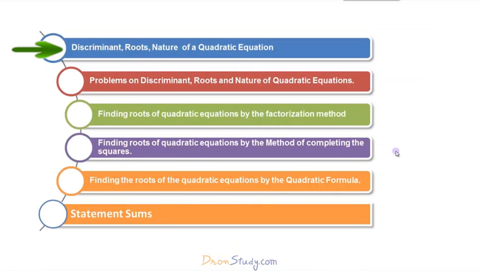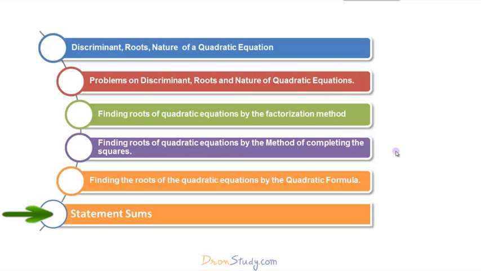First topic is discriminant, roots, nature of a quadratic equation, problems on discriminant, roots and nature of quadratic equations. Then next, finding roots of quadratic equations by the factorization method. Then fourth, finding roots of the quadratic equations by the method of completing the squares. Then the fifth one, finding the roots of the quadratic equations by the quadratic formula. And the sixth one is the statement sums.